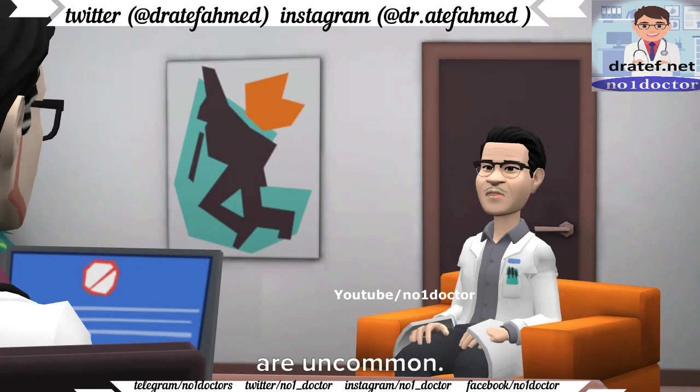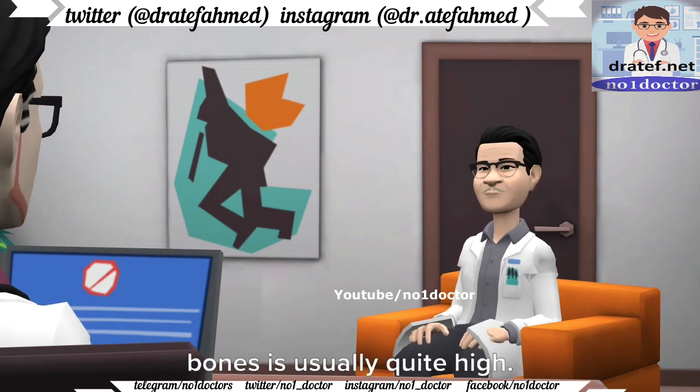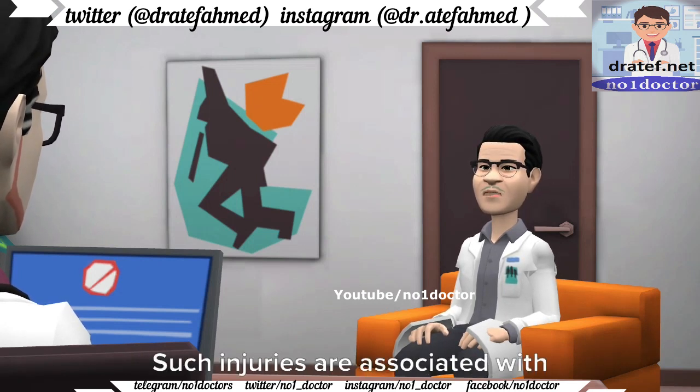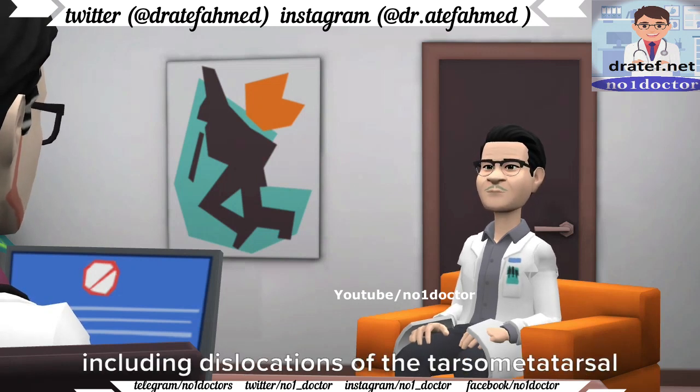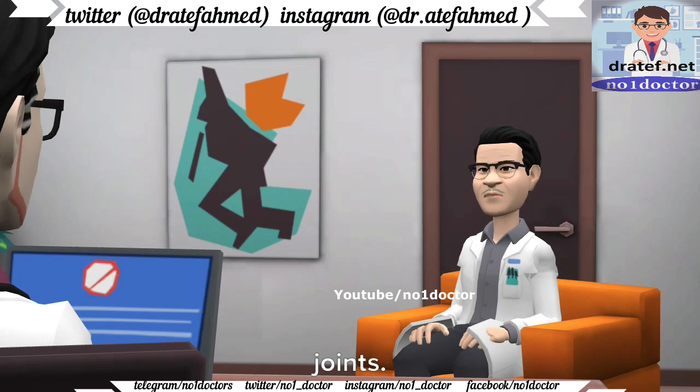Isolated fractures of the tarsal bones are uncommon. The force needed to fracture these bones is usually quite high. Such injuries are associated with trauma to adjacent structures, frequently including dislocations of the tarsometatarsal joints.